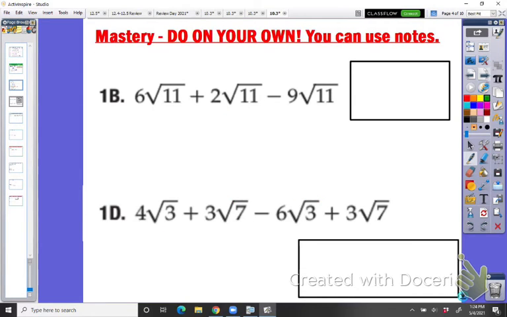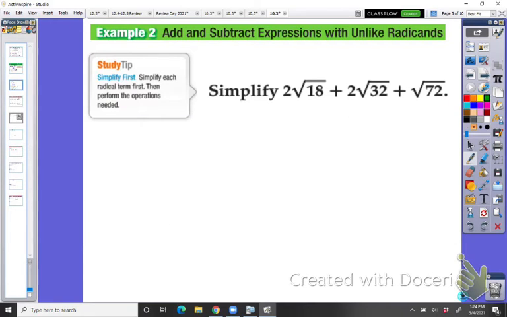What you need to do on a piece of paper or your whiteboard is do these two questions, 1B and 1D. Write your answer down, and then you can send that to me as part of your wrap-up grade.